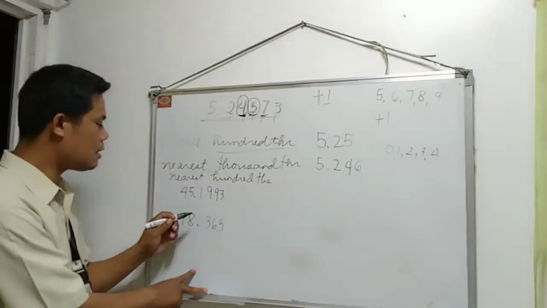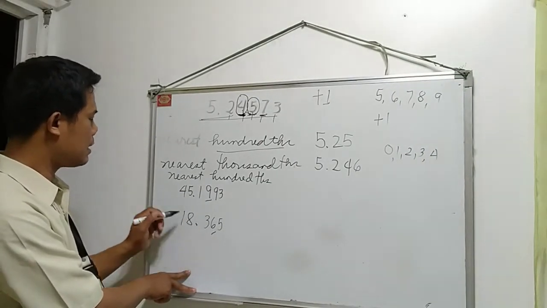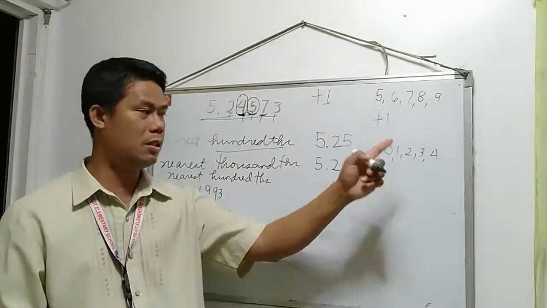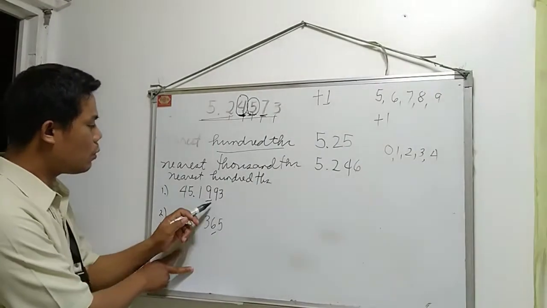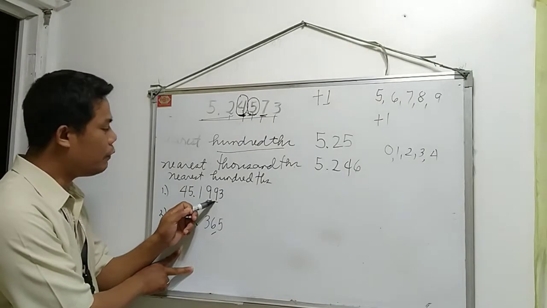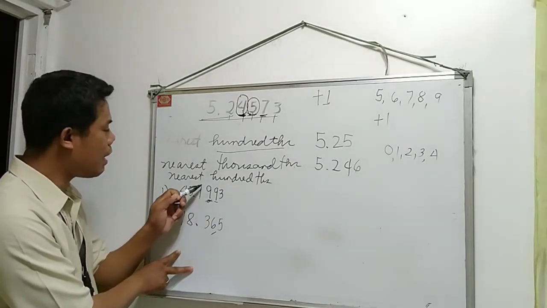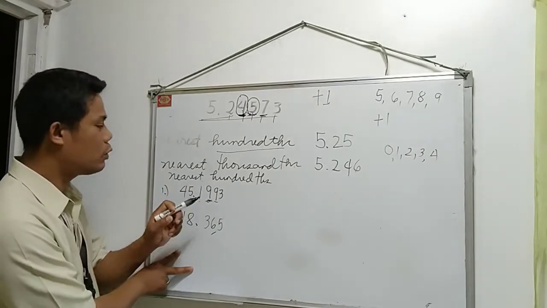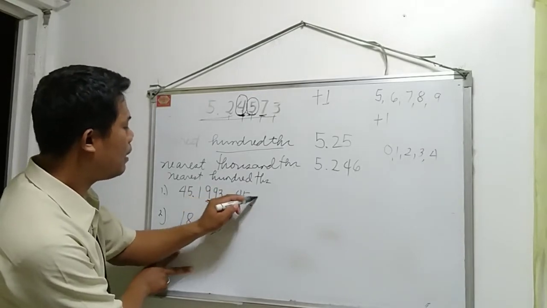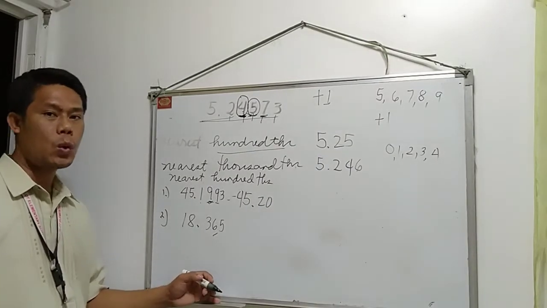Okay, so our hundredths digit in number 1 is 9. Our hundredths digit in number 2 is 6. Ayan. We're going to use this rule. So 9, the right side of 9 is 9. Therefore, we're going to add 1. It becomes 10. So since 10, carry up 1 tayo kay 1, magiging 2. So therefore, the answer is 45 and 20 hundredths. Why 20 hundredths, not 2 tenths?